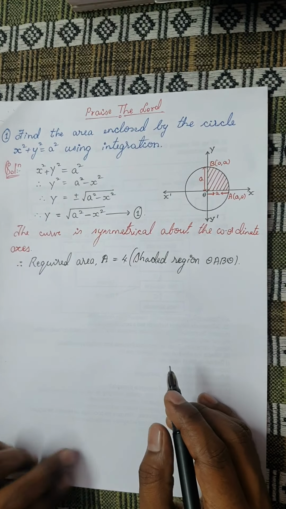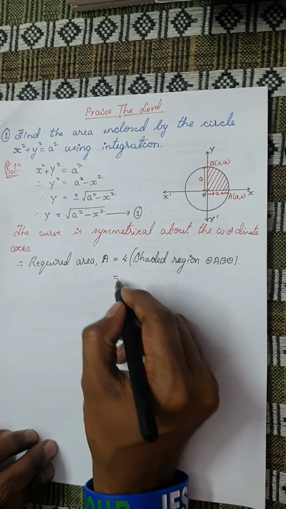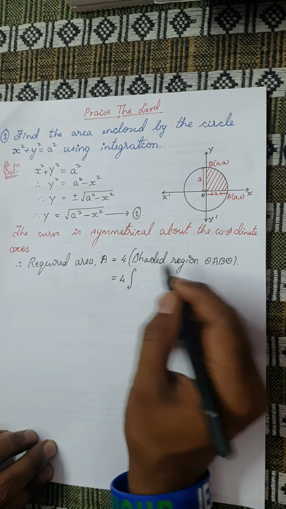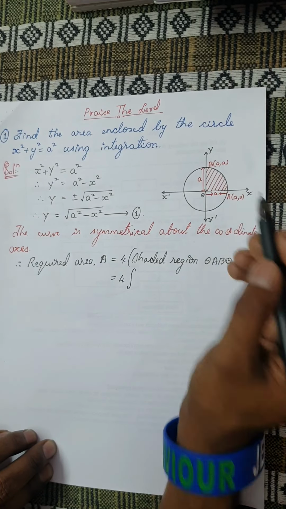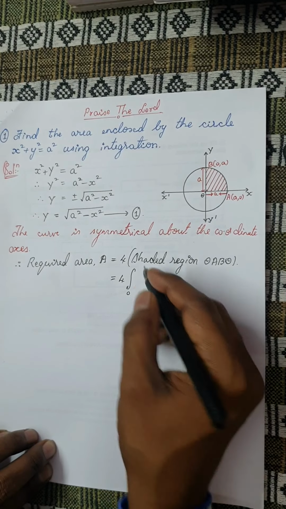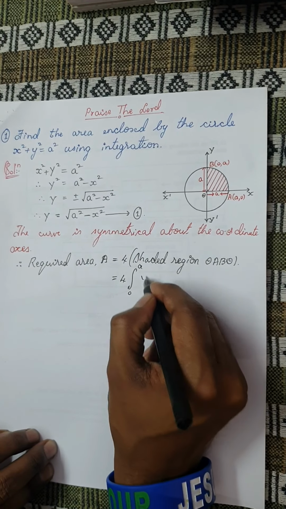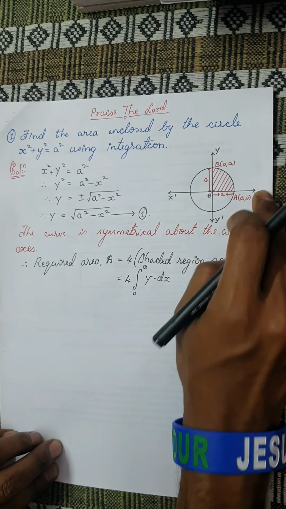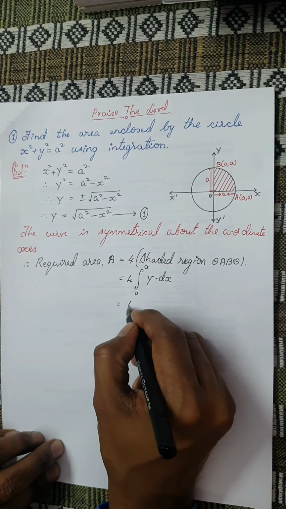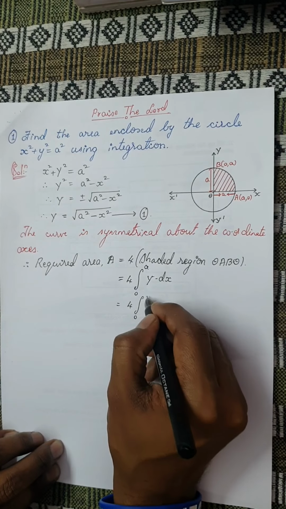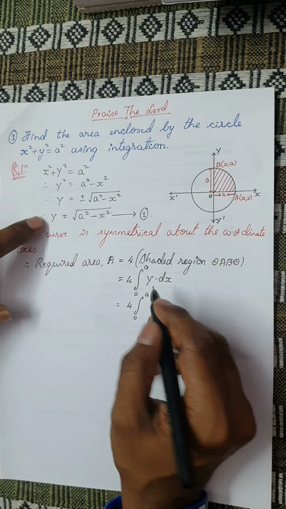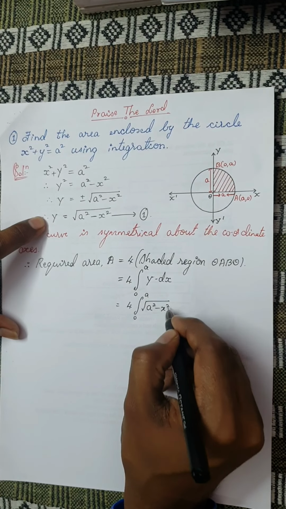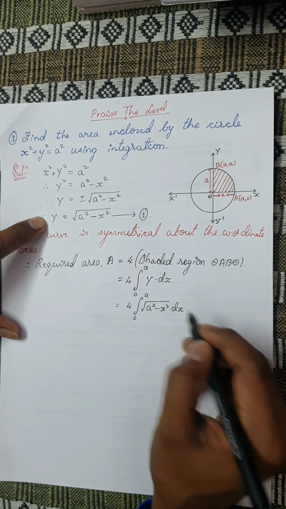Okay. Now, this is nothing but what we have seen in the previous class. So, the area enclosed will be within the limits A to B. Here, A will be 0 and B will be a. So, limit between 0 to a. This is nothing but y dx because I am expanding along the x-axis. So, this is nothing but 4 times the integral from 0 to a. What is y? I have considered it in equation 1. So, this is nothing but root of a square minus x square dx.